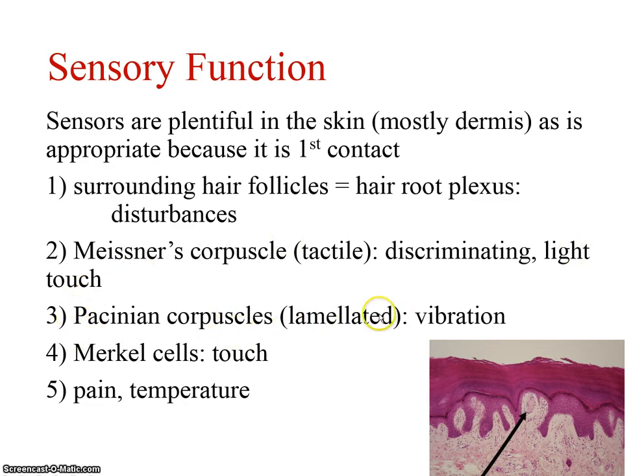They're also called lamellated. They look like onions sometimes. And so these are really for deep pressure or vibration, right? So to get them excited and therefore sense, right, excitation, start an action potential, you have to have more force. There's Merkel cells, and we said these can be found even in the epidermis, and they also help us with touch. And then we have free nerve endings for pain and temperature, both hot and cold.